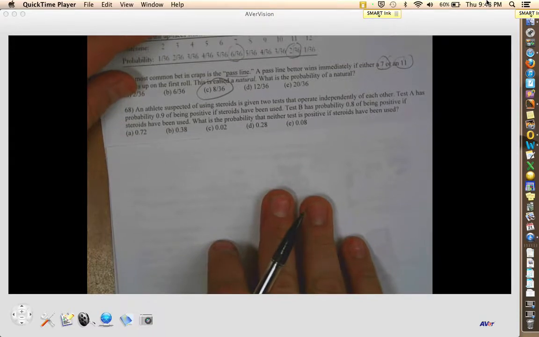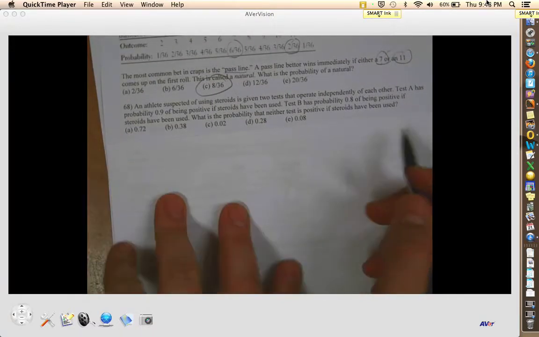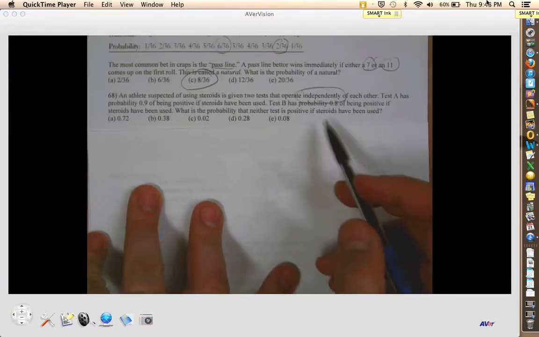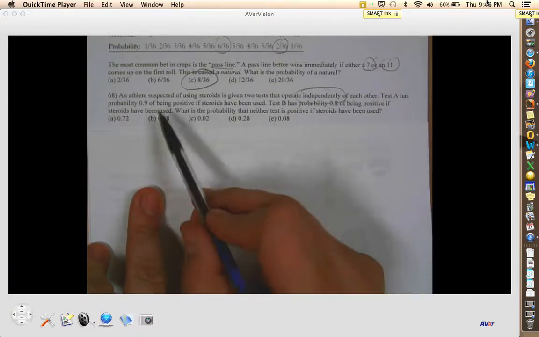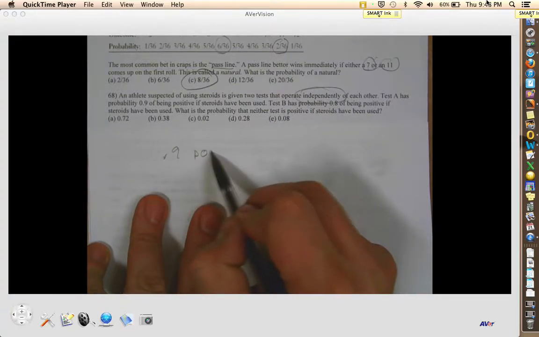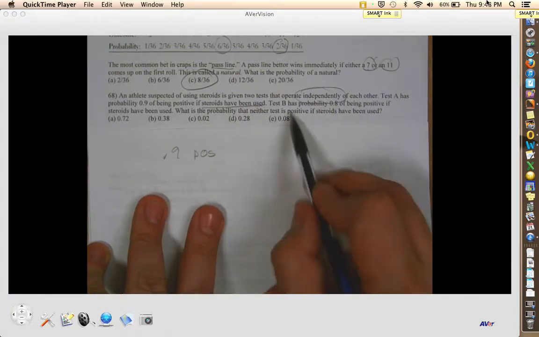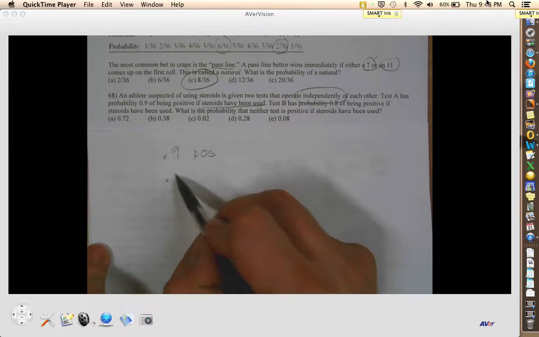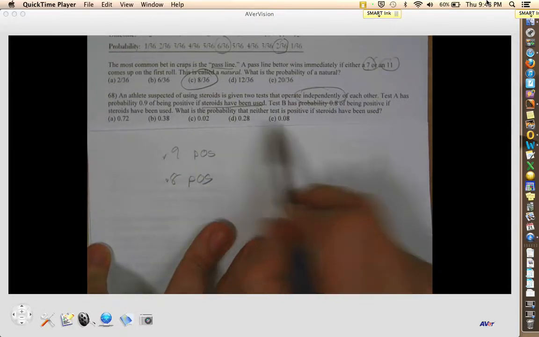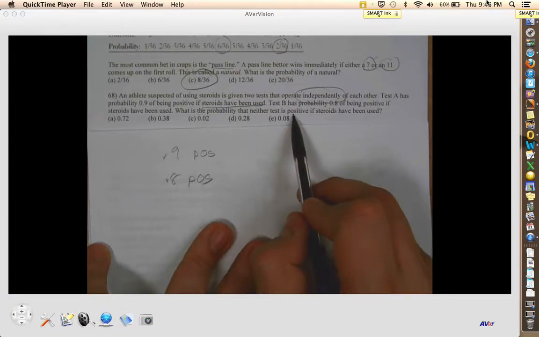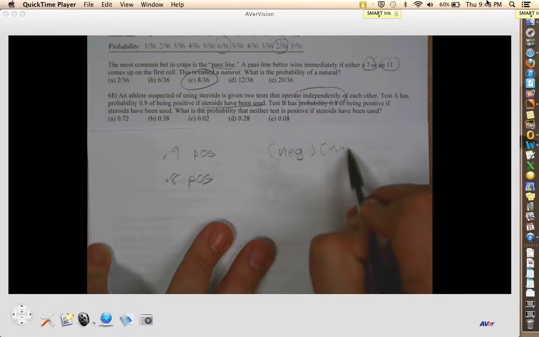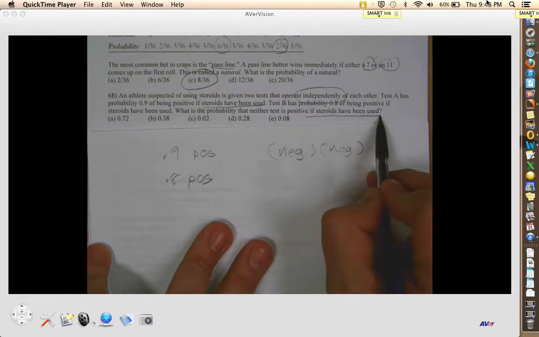68. An athlete suspected of using steroids is given 2 tests that operate independently of each other. Test A has a probability of 0.9 of being positive if steroids have been used. Test B has a probability of 0.8 of being positive if steroids have been used. What is the probability that neither is positive? So what is the probability of negative if steroids have been used?